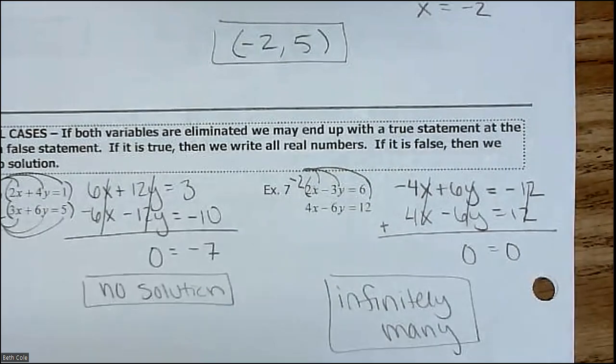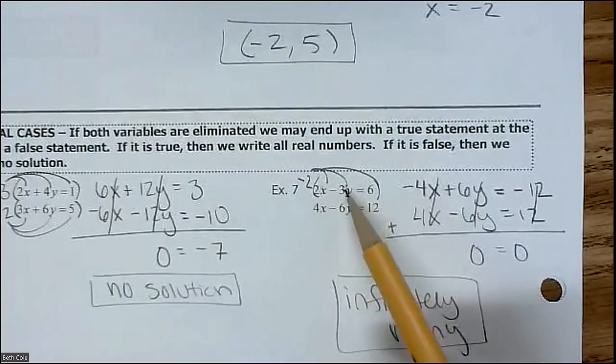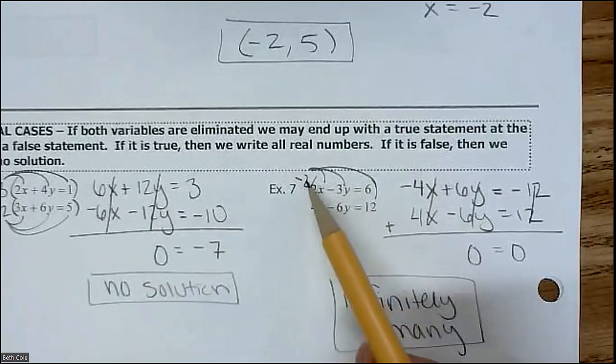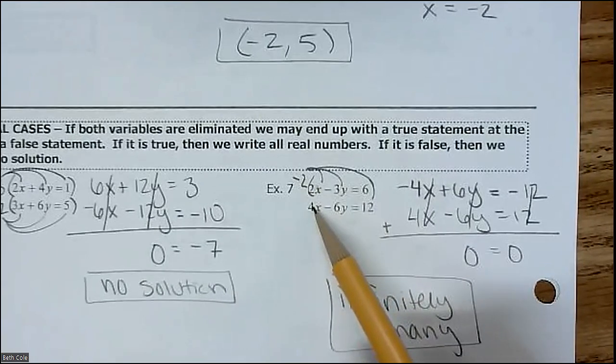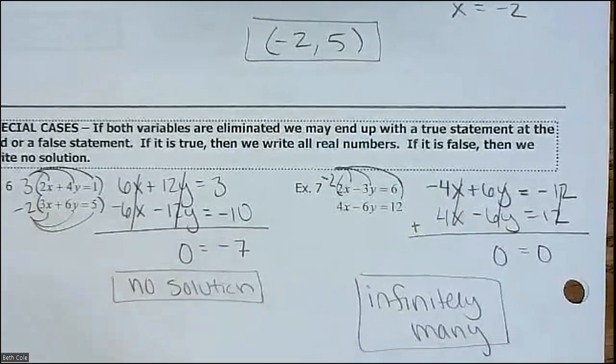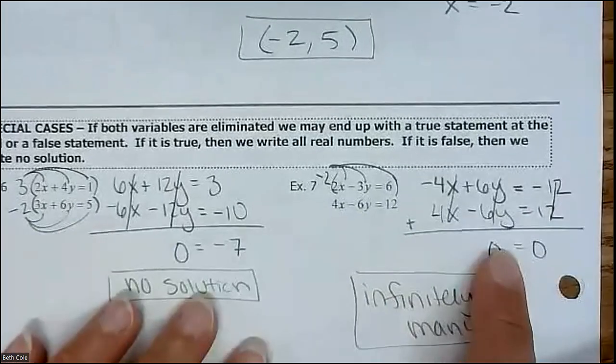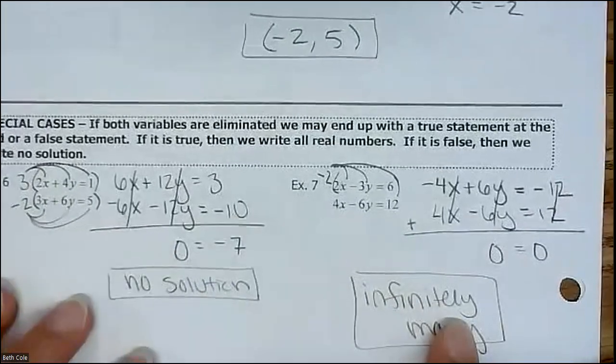It just depends on what the equation looks like. We only had to adjust the first one in this case because when we made that a -4x, this is already a positive 4x, so I didn't have to change that one. In these others, we had to manipulate both of them. If you can get away with only manipulating one of them, do that, because it's less work. But it just depends on how it's set up. So if you get something that makes sense, it's all the answers in the whole world. If you get something that doesn't make sense, it's no solution.